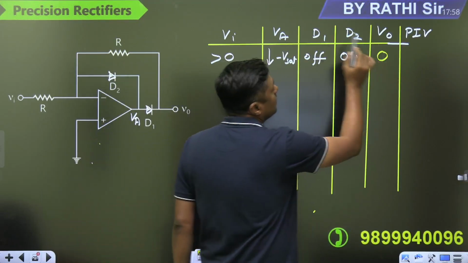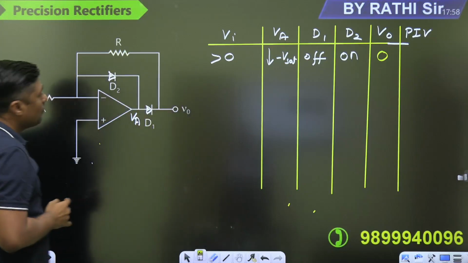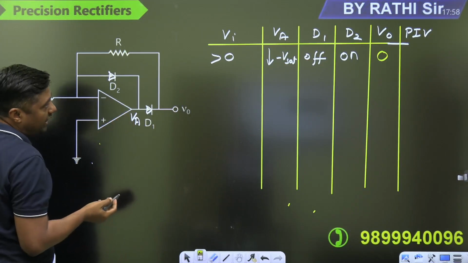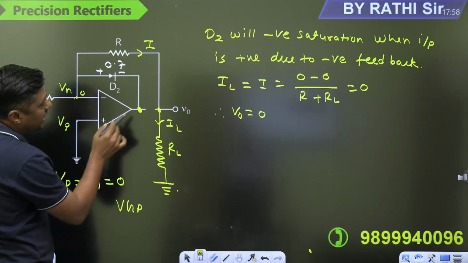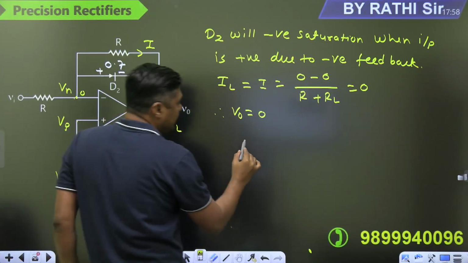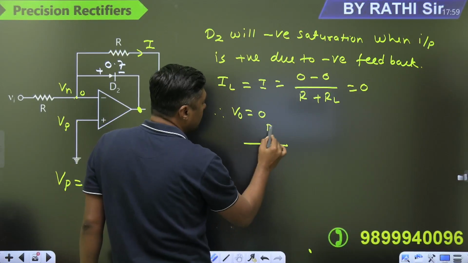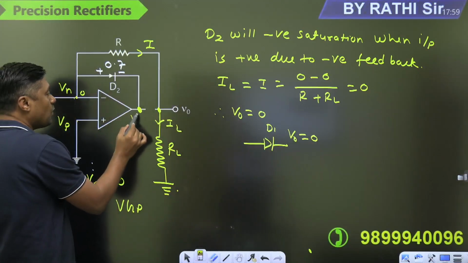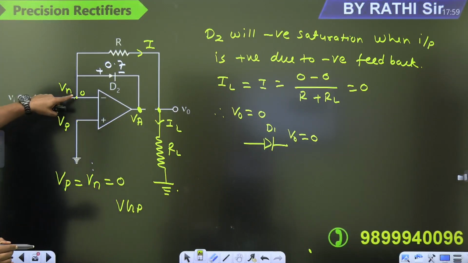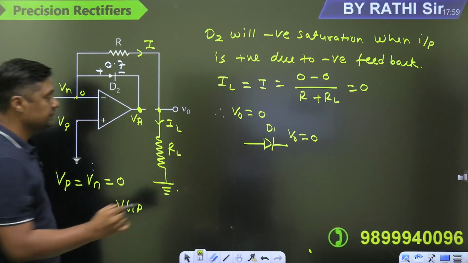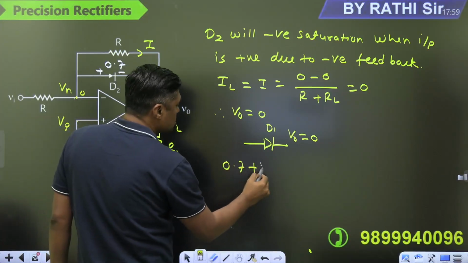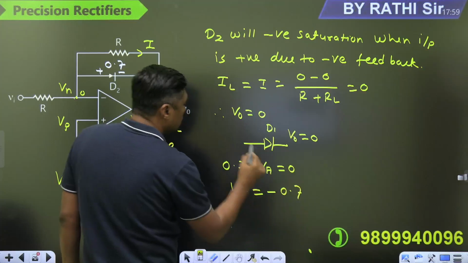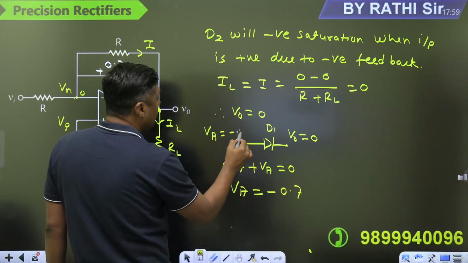Okay. Now, what is the problem with this diode? The PIV was very high. So, you can calculate the PIV in that case when the diode is off. What is the voltage across the diode D1? V0 is 0. And what is the voltage at this point VA? You can calculate VA. This is 0 plus 0.7 plus VA, which is equal to 0. So, VA is equal to minus 0.7. Voltage at this point is minus 0.7.